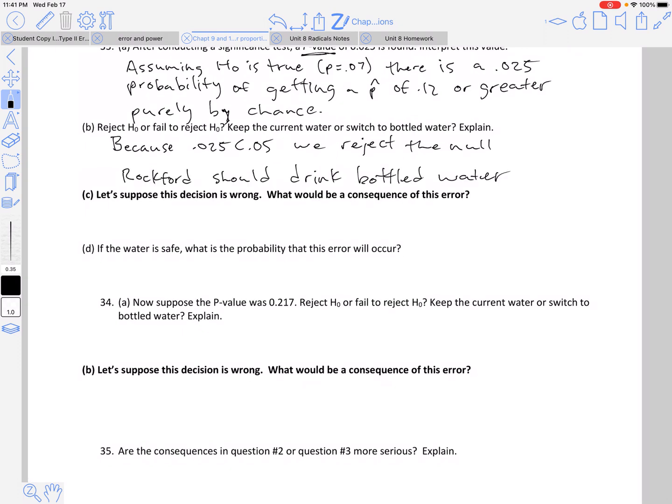Okay, so let's suppose this decision is wrong, right? This decision that we just made in B. What would be the consequence of this error? Well, they'll spend money on bottled water when they could have been drinking from the tap, right?